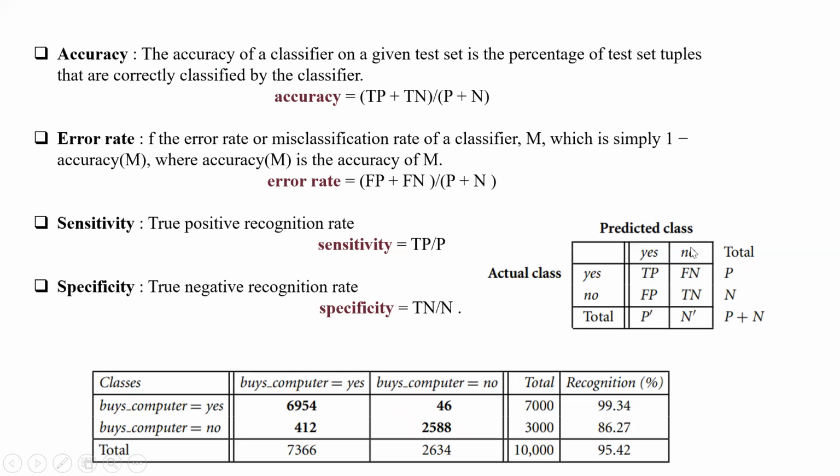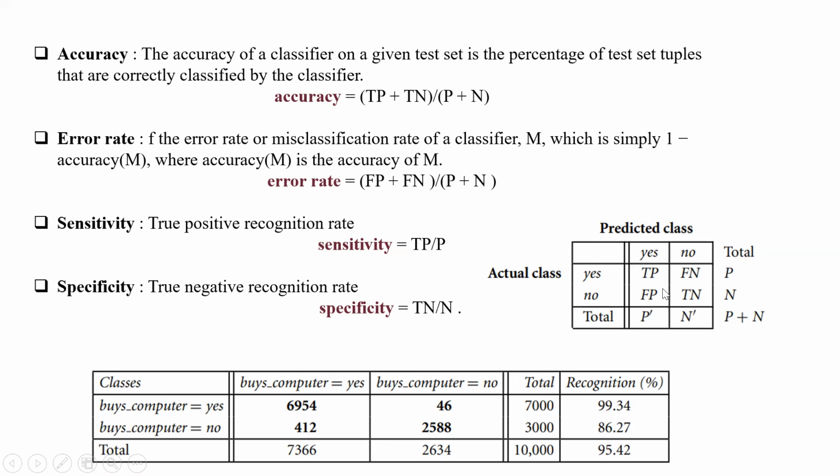And no and no are both the same values. If the actual class and the predicted class have the same values, it is taken as a true condition, so it is a true negative. Here an extra column is the total. P dash means the total of true positives plus false positives.